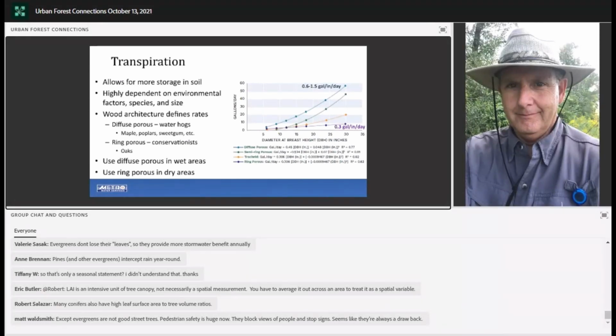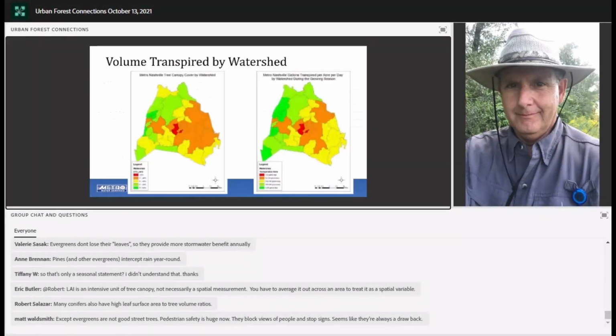And in the resource that we provide, we do have some of these equations that could help you. So if you know the species of trees that you have in a particular area and the general size, then you can start to quantify some of those transpiration benefits.